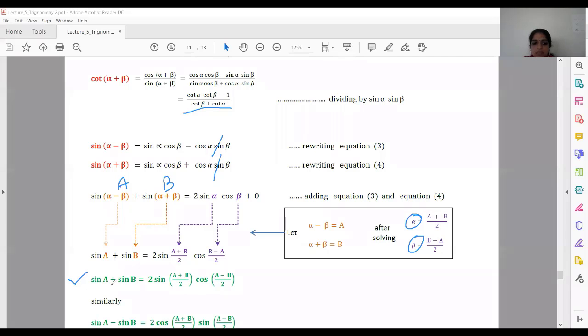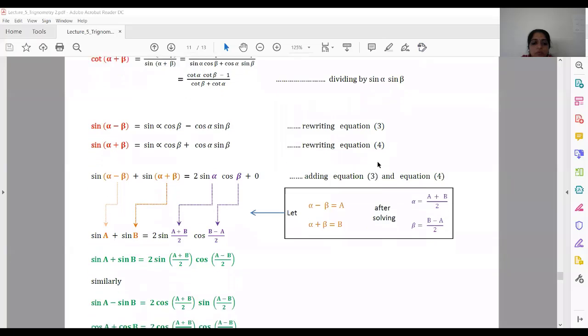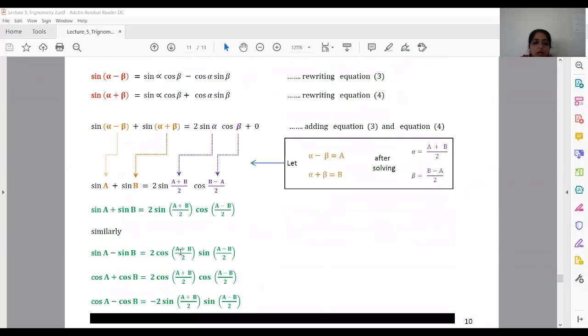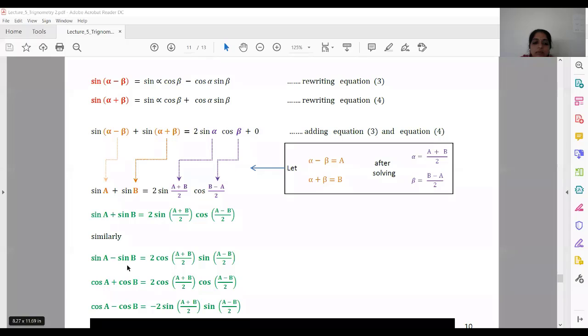It means that sin A plus sin B is equal to 2 sin (A plus B) by 2 cos (A minus B) by 2. And in a similar way, we can prove the remaining formula also, that is sin A minus sin B. See, here we are adding these two equations, but if we subtract these two equations, then we get this formula: sin A minus sin B equals 2 cos (A plus B) by 2 sin (A minus B) by 2.